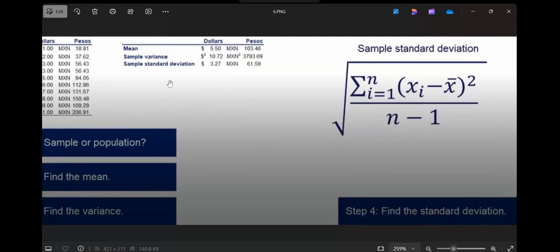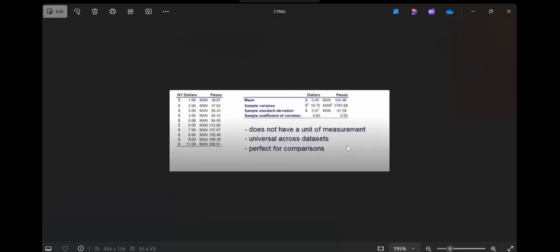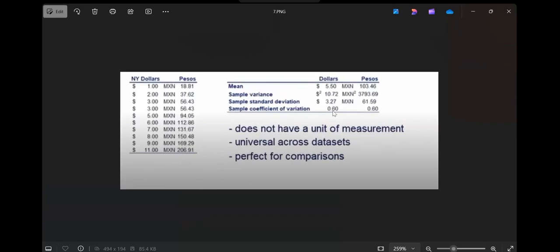What is the formula? Standard deviation divided by mean. So 3.27 divided by the mean, and 61.59 divided by its mean. Now the moment you solve it, check this, what happened? Do you see both are equal, 0.60 and 0.60? Even though the dollars and pesos are different, the coefficients of variation are equal. Are you guys getting my point? The coefficients of variation are equal here.